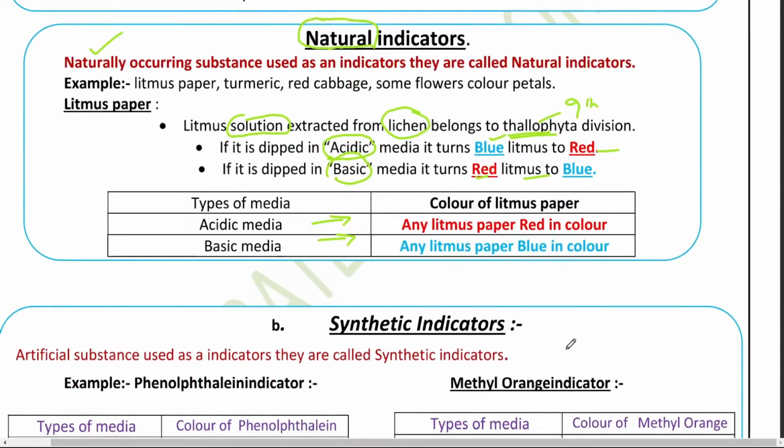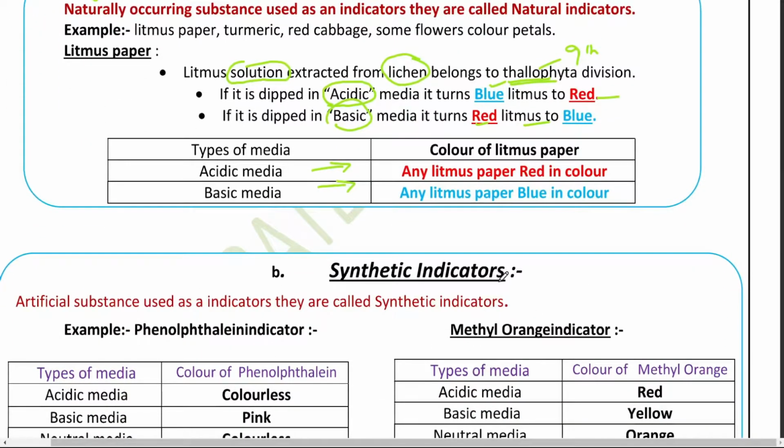Now next, moving on to synthetic indicators. What do we mean by synthetic indicators? Now synthetic, in easy words, means man-made indicators. Okay. Man-made indicators, that is, they are made in the laboratory. They are usually made in the labs. Since they consist of artificial substances, since they are man-made and made in a lab, we call these synthetic indicators.